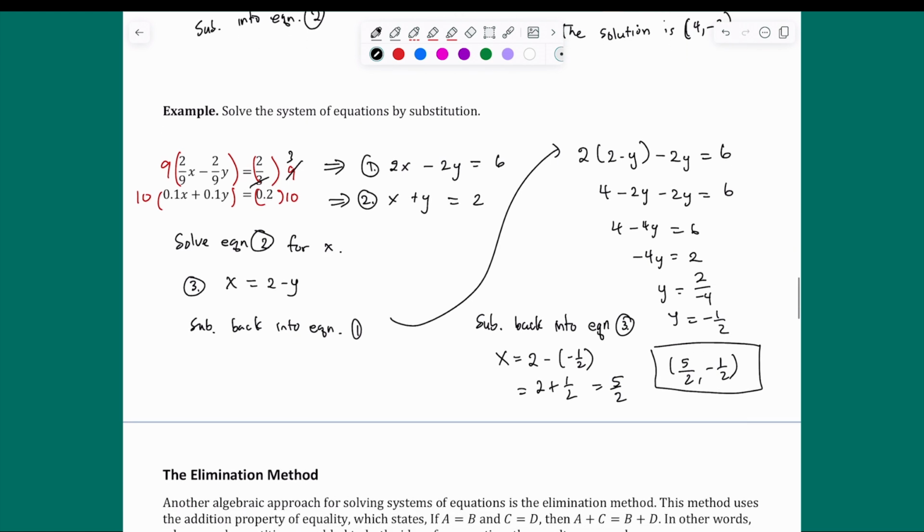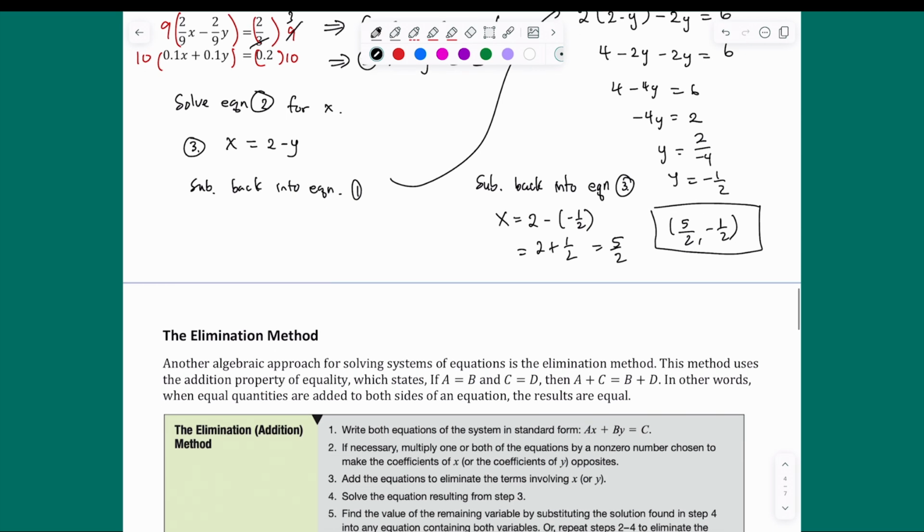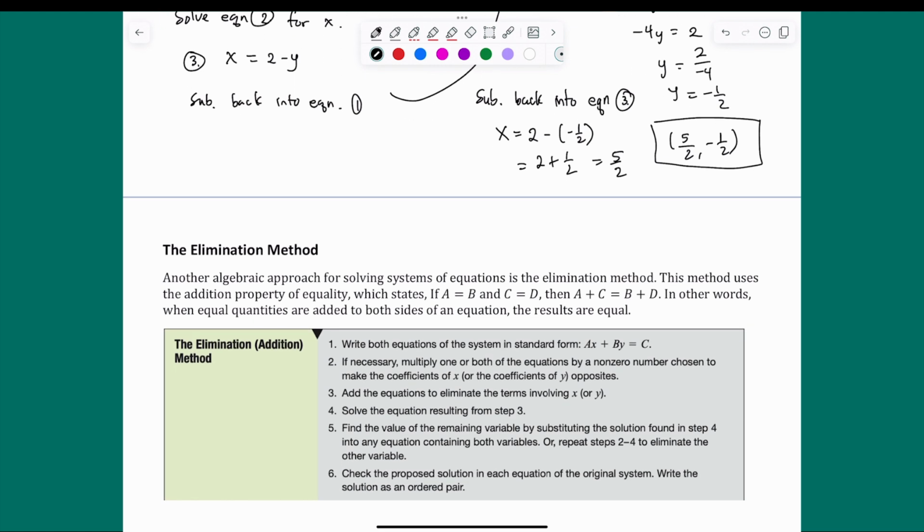Alright, another technique is something called the elimination method, or sometimes referred to as the addition method. And this method uses the addition property of equality, which states that if A equals B and C equals D, then it follows A plus C equals B plus D. In other words, when equal quantities are added to both sides of an equation, the results are equal.